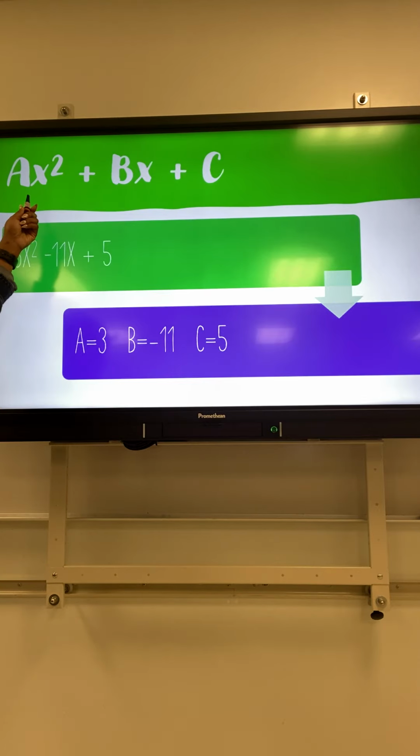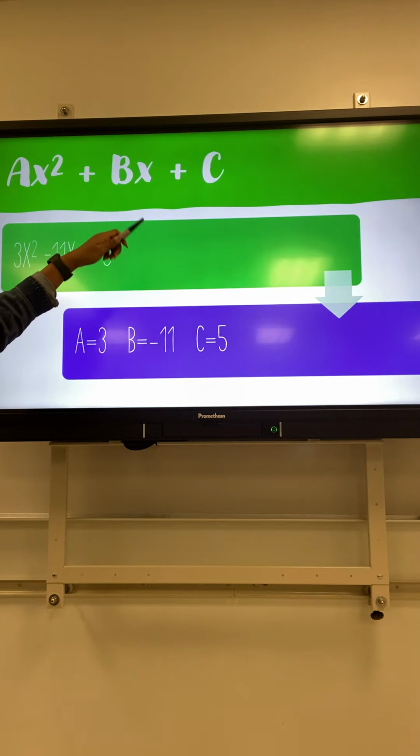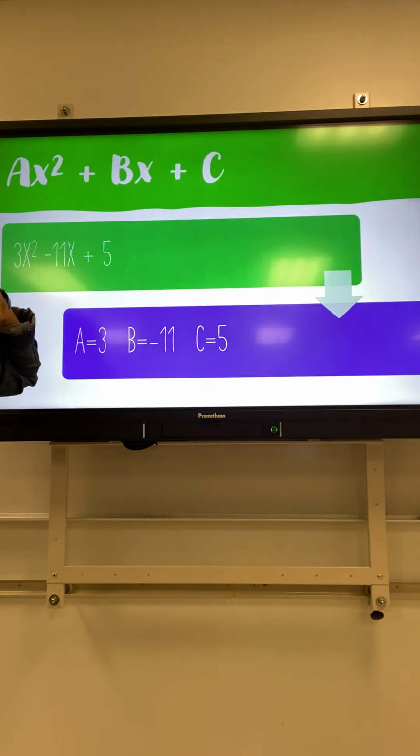meaning we have an x squared term in the front, we have an x term in the middle, and then we have some constant c on the end. A, B, and C are just numbers, so you can see that here in this example, we have 3x squared minus 11x plus 5.